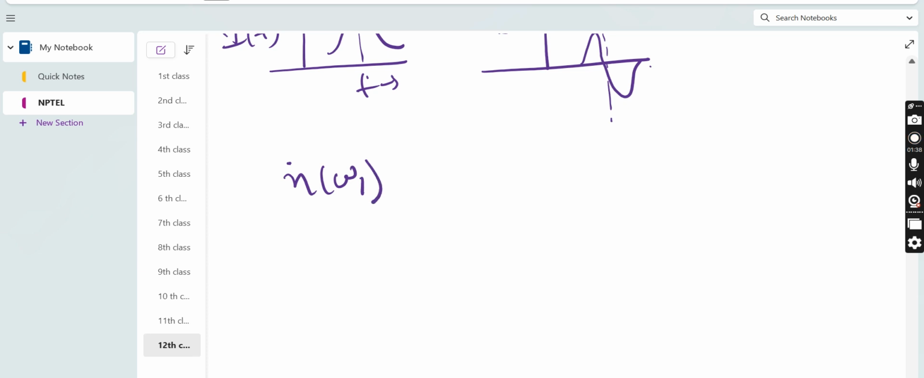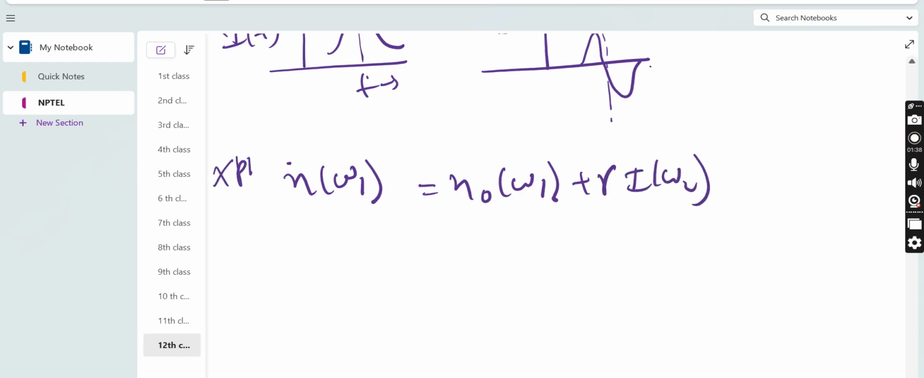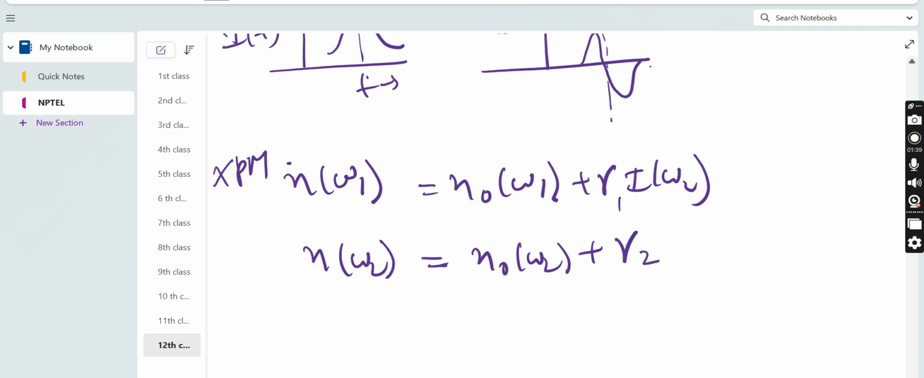So the refractive index for omega 1 would be n0 of omega 1 plus gamma I of omega 2 for cross phase modulation. And for omega 2 would be n0 of omega 2 plus gamma, this is 1, 2, I of omega 1. This is for cross phase modulation.